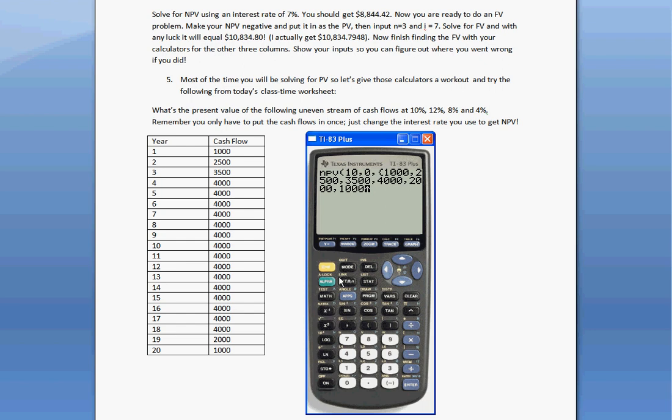We want to close that bracket by hitting second, close that parenthesis. Okay, so then the bracket's closed. Now we need to start a new bracket, so second parenthesis. And this is your frequency count. So this tells you how many times cash flows happen in a row.